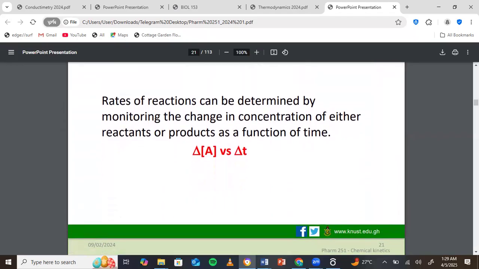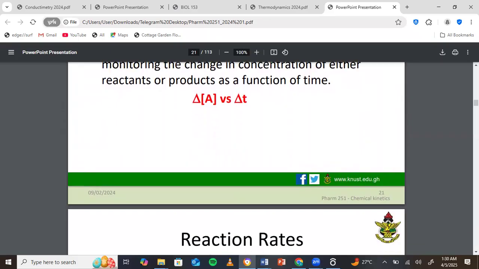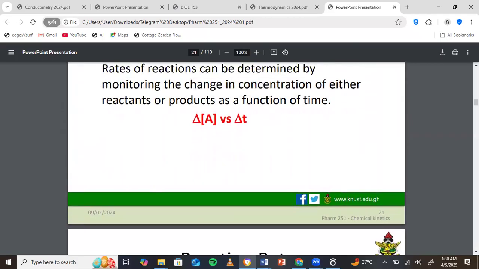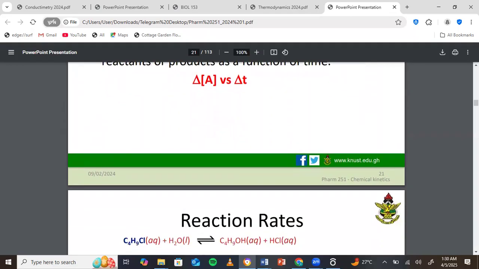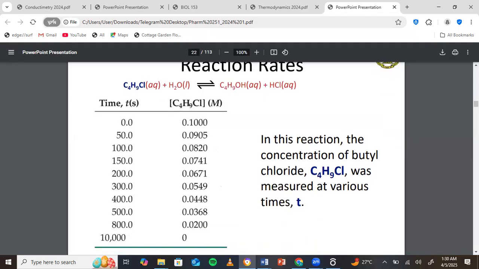Reaction rate. The rate of reaction can be determined by monitoring the change in concentration of either the reactant or product as a function of time. We have talked about this already. So in summary, the reaction rate is just the change in reactants over the change in time, right? If you are looking at the reactant, we are looking at how the reactant decreases with time. If we are looking at the product, we are looking at how the product appears or increases with time.